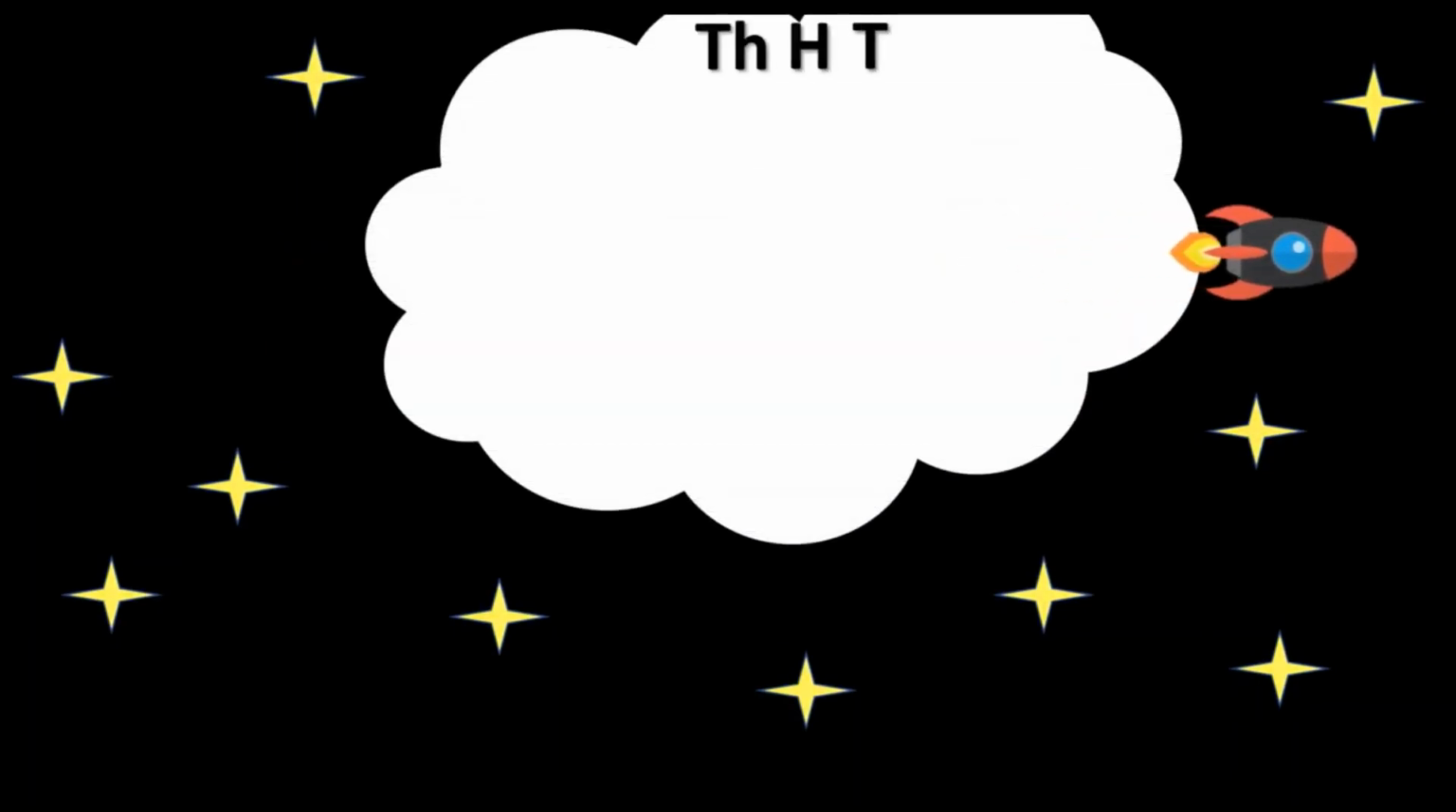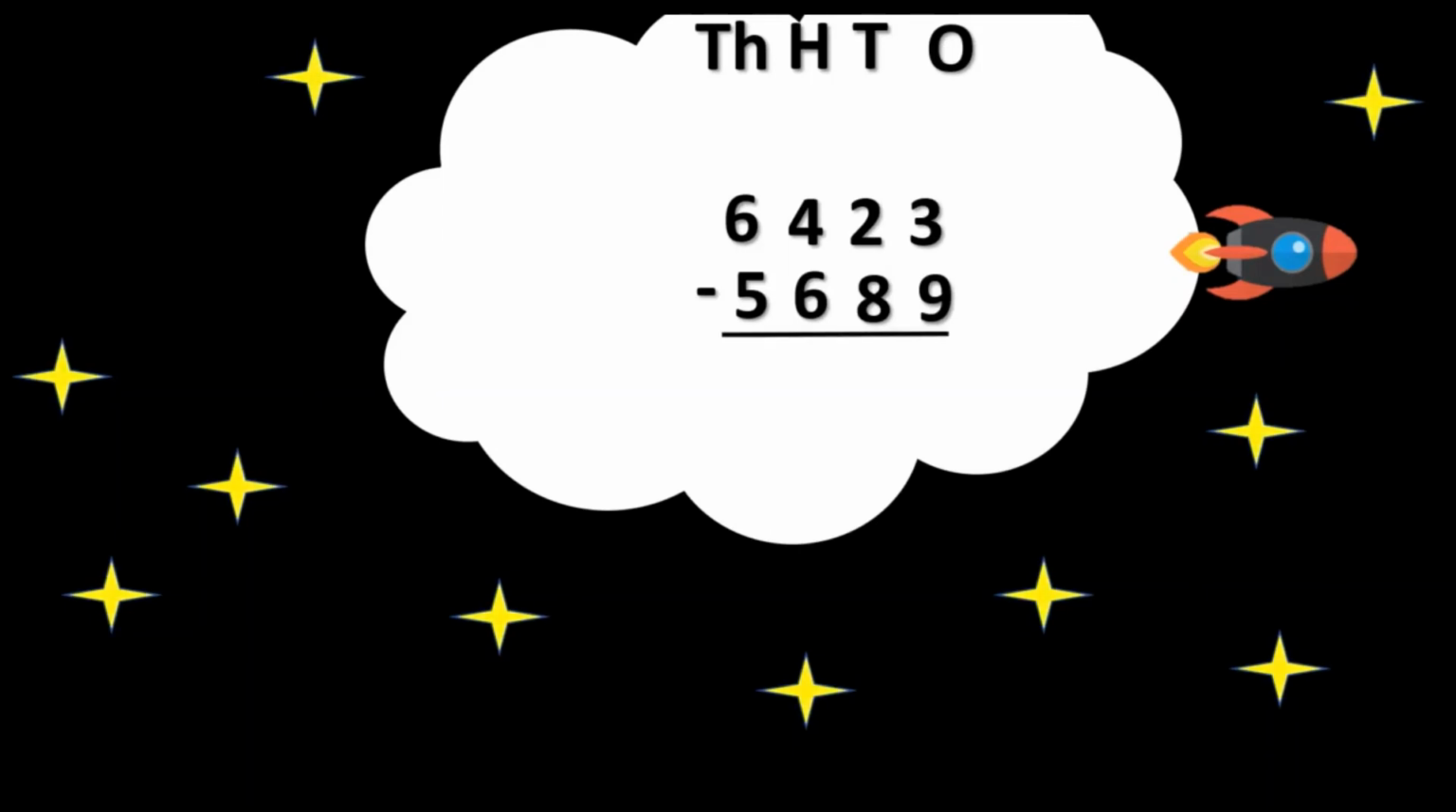Let's take another example where we have to borrow. Now we take a number 6,423 minus 5,689. So here again we begin from the ones place. Here we see 9 is greater than 3. So we cannot subtract 9 from 3. We need to borrow from the tens place and write it as 13. And we subtract 9 from 13 and the answer we get is 4.